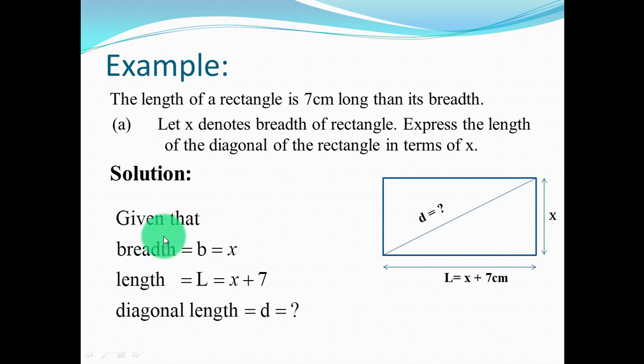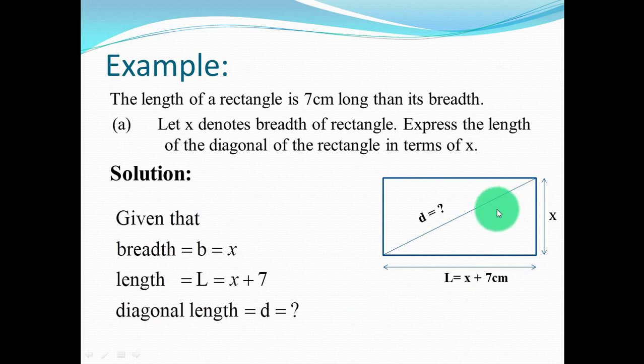So what is given is that the breadth b is x. And what is the length of the rectangle? The length of the rectangle is 7 centimeters more than the breadth. It means breadth plus 7 centimeters. So the length of this rectangle is equal to the breadth, which is x, plus 7 centimeters. So what do we have to find? We have to find the diagonal length, which we denote by small d.